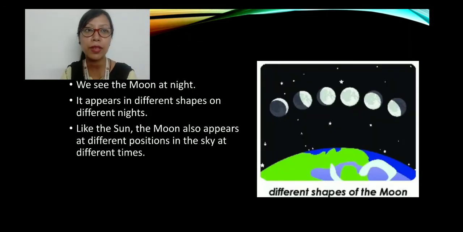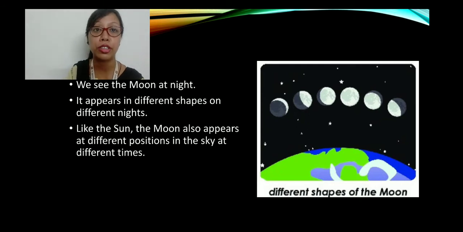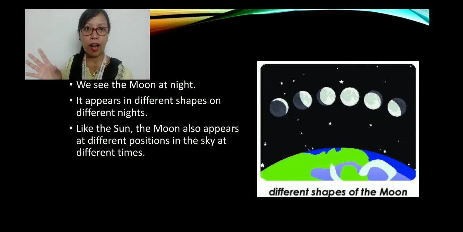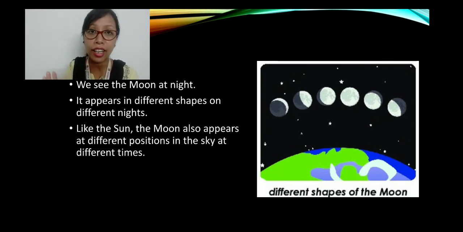So here the moon also changes its position. So we see the moon at night. It appears in different shapes on different nights. Like the sun, the moon also appears at different positions in the sky at different times. Now, as soon as the night arrives, the moon comes out, right? If you see, the moon also changes its position like the sun. But the sun is always round in shape, right? But what do you think about the moon? Do you see the moon in the same shape every day?